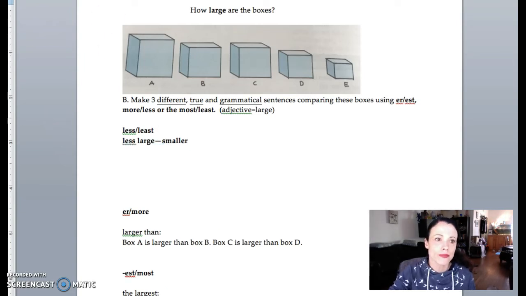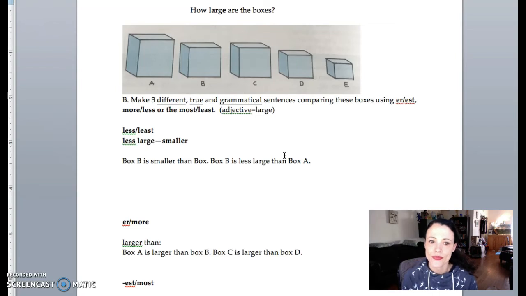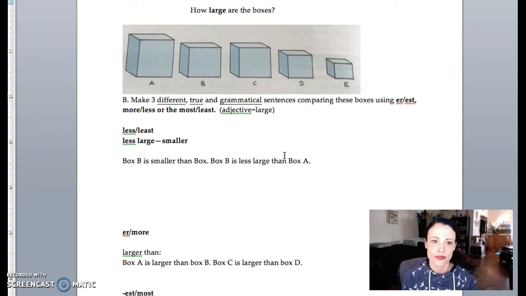For example, box B is smaller than box A. Or you could say box B is less large than box A. That has the same meaning. If you like smaller, go ahead and use that, no problem. But if you want to use less, that's how you would do it, less large.